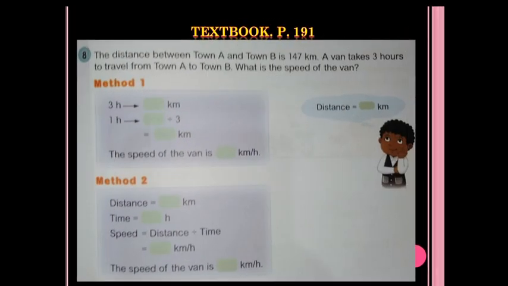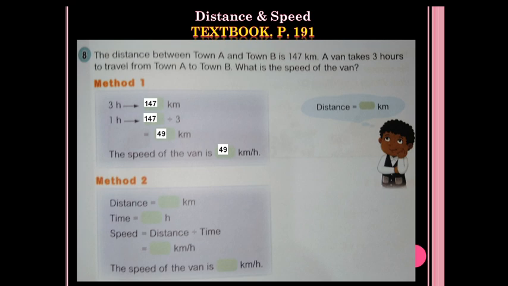Next, open your textbook, page 191. Number 8, the distance between town A and town B is 147 kilometers. A van takes 3 hours to travel from town A to town B. What is the speed of the van? Method 1, 3 hours equals 147 kilometers. So 1 hour, that means 147 divided by 3 equals 49 kilometers. The speed of the van is 49 kilometers per hour.